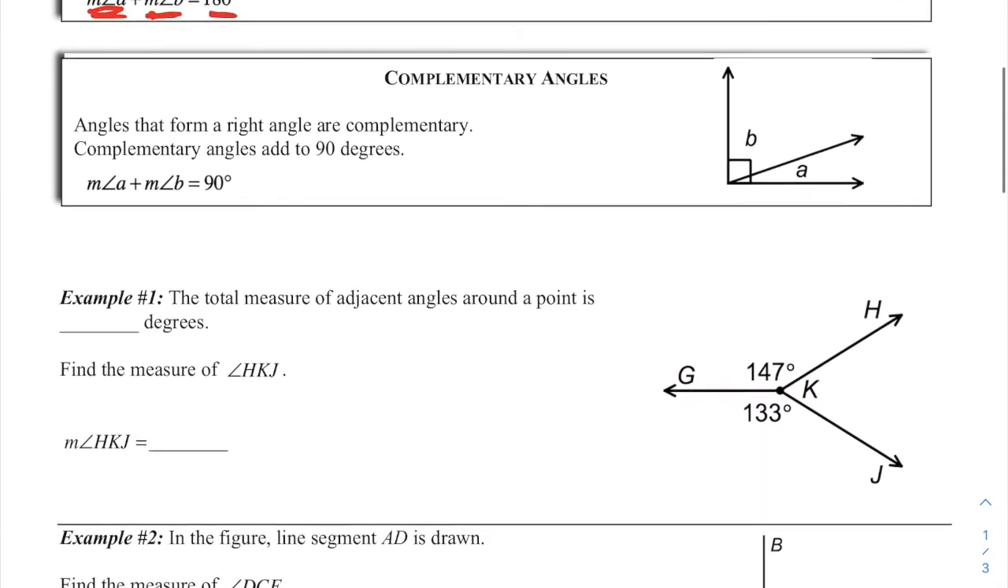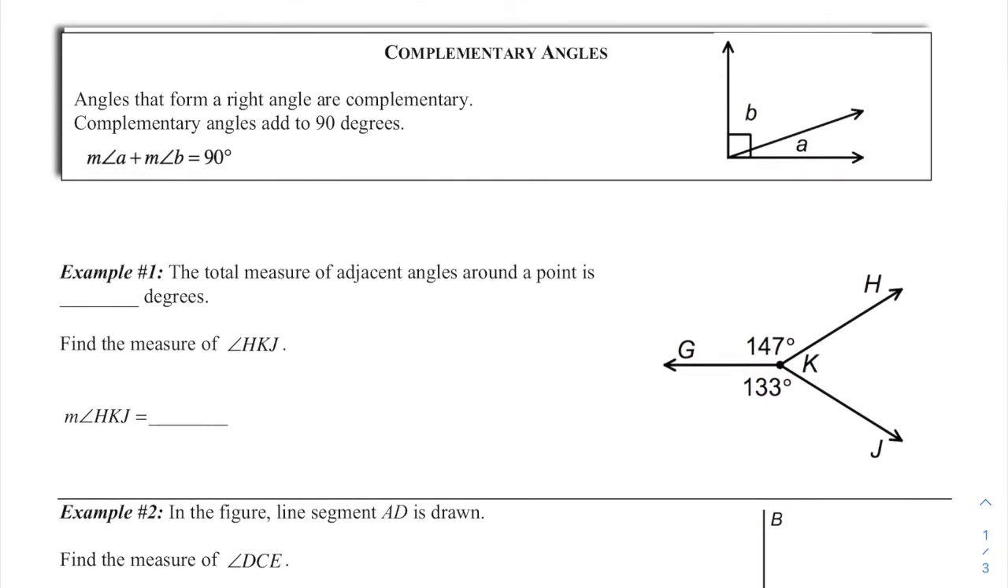And then finally, complementary angles. Complementary angles add to 90 degrees. So in this example, we could say the measure of angle A plus the measure of angle B, those together will add up to 90 degrees.